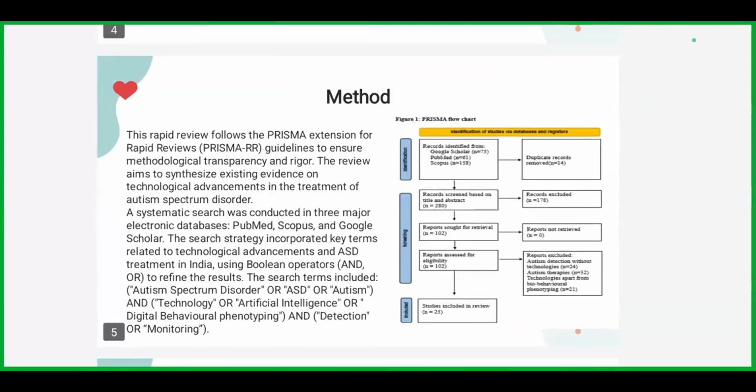For this, I have used the PRISMA extension for rapid review guidelines to ensure methodological transparency and rigor. I have taken three databases, Google Scholar, PubMed, and Scopus, and I have included in my paper 25 studies after extraction as per the PRISMA guidelines. The keywords which I have used are technological advancement and autism spectrum disorders, using Boolean operators AND and OR to refine the results.